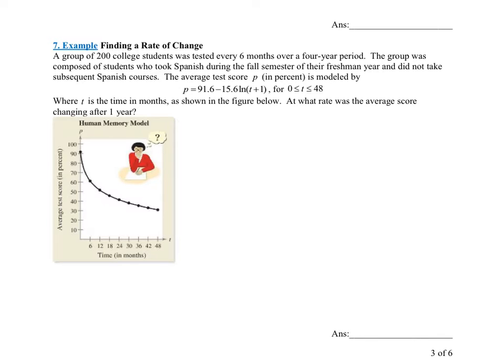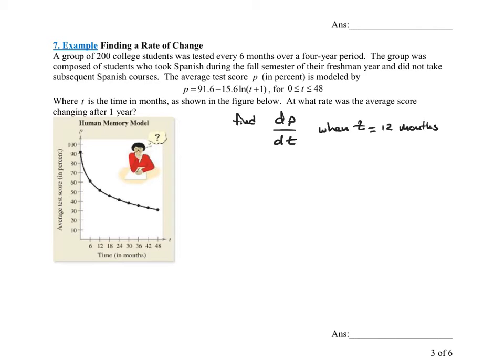Rate of change at a single point: derivative. So what are we going to do? We are going to find dP/dt when t equals, well, it's after 1 year, and t is measured in months, so we have to be careful here. 1 year is 12 months. I think earlier I said that this 48 months was 2 years. I don't know why I said that. 48 months is 4 years. So 1 year is 12 months, so we need to plug in t equals 12.